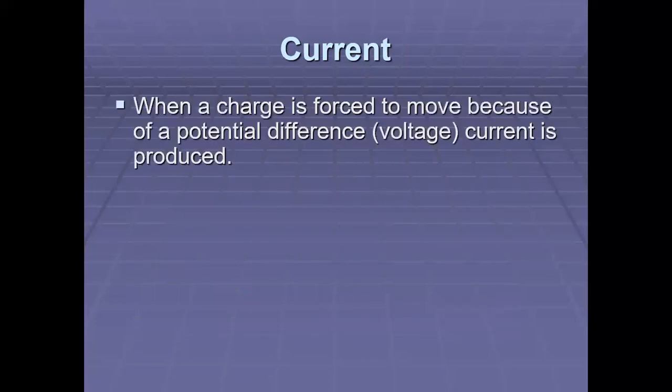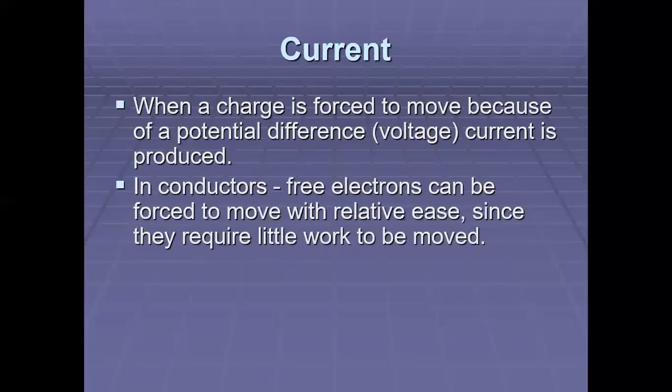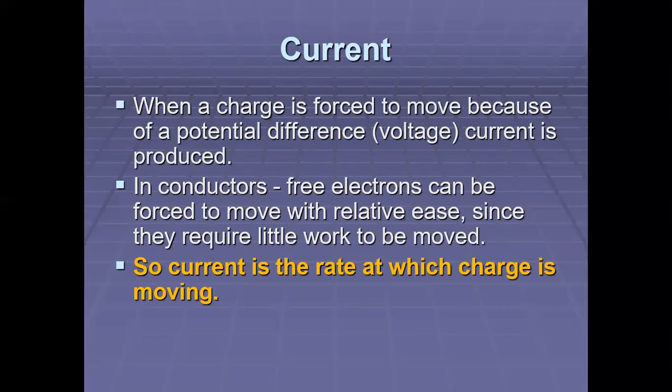Now the last one, the third one: current. Current is due to the force. When a charge is forced to move because of potential difference between 2 points of a circuit, then current is produced. We can say current is the rate at which the charge is moving, and it is directly proportional to the voltage difference.